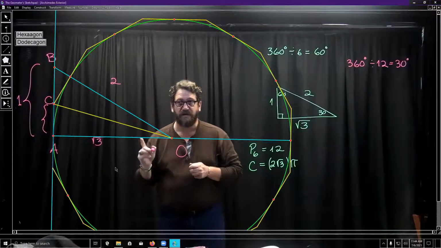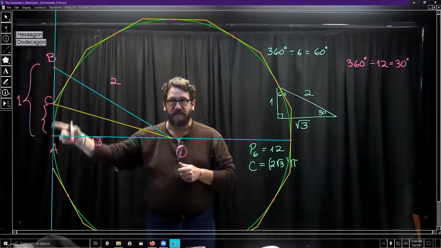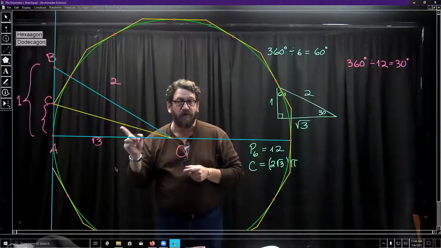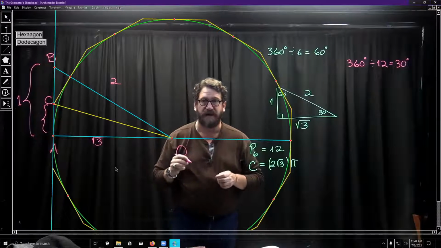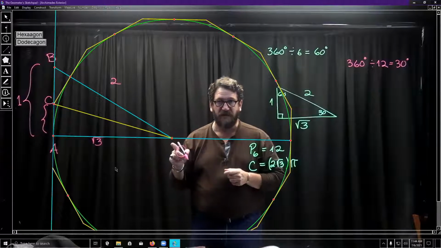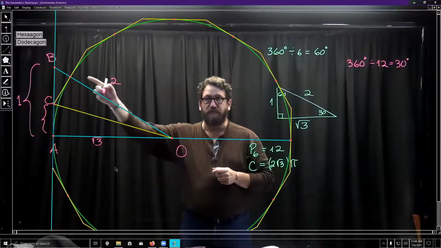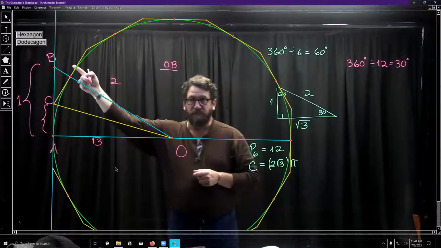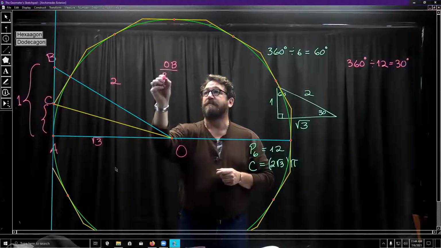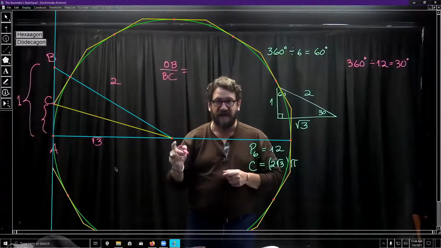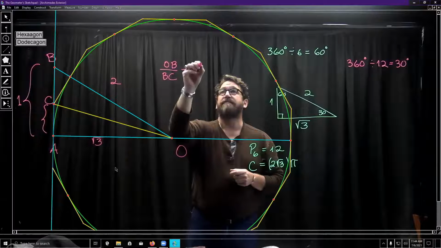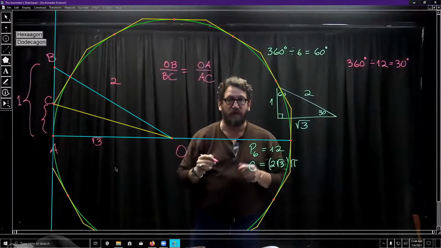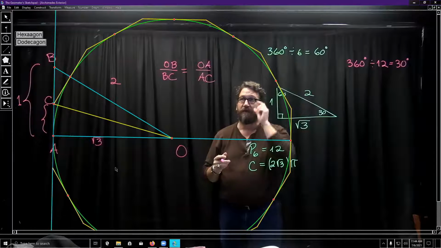And we know, because we're taking a triangle and splitting one of the angles equally, there are some ratios here that we can talk about. Basically, what we know is that O to B is to B to C just as O to A is to A to C. We know that ratio must work.